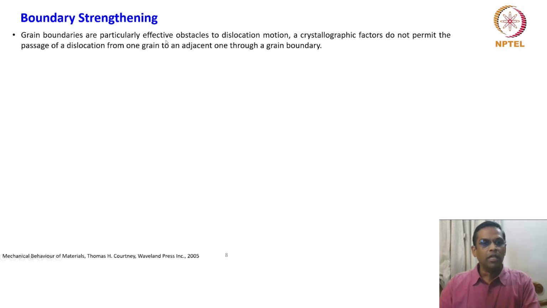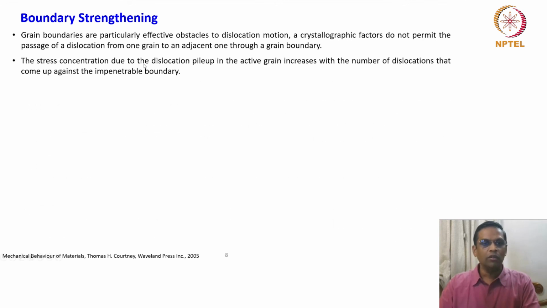Grain boundaries are particularly effective obstacles to dislocation motion. Crystallographic factors do not permit the passage of a dislocation from one grain to the adjacent one through a grain boundary. It is not easy because in a polycrystalline material, each grain is oriented in a particular manner. They are not the same, and that is why we have the boundary compatibility issue, as we have seen while talking about plastic deformation, right?